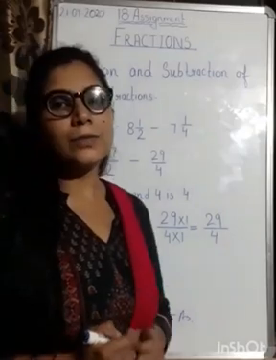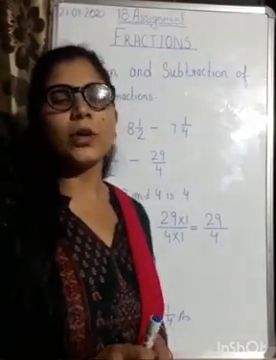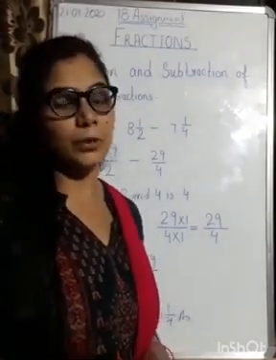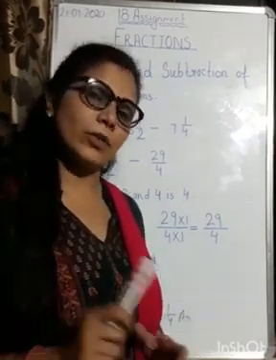Okay. So class 5th on page number 75 you are having some properties of addition and subtraction. You have to go through them by yourself.